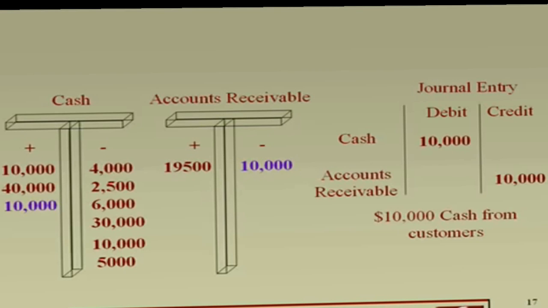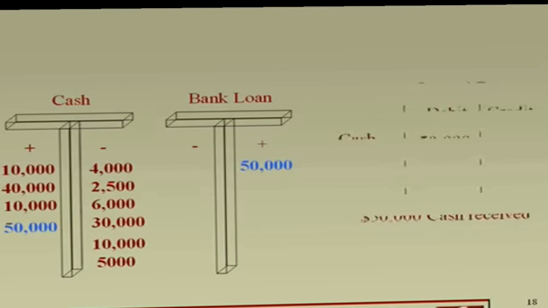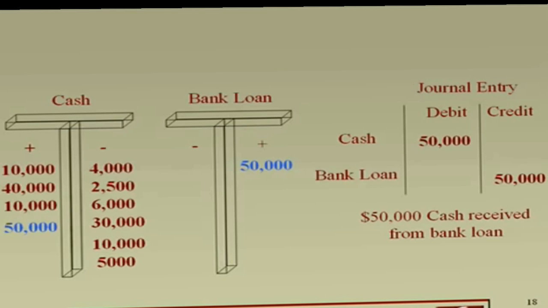So cash, which is an asset, is impacted, and bank loan, which is a liability, is impacted. Looks like this. You have cash and you have bank loan. Cash is debit 50,000. Am I correct? Bank loan, credit 50,000. So the journal entry would be cash, debit 50,000, bank loan, credit 50,000.